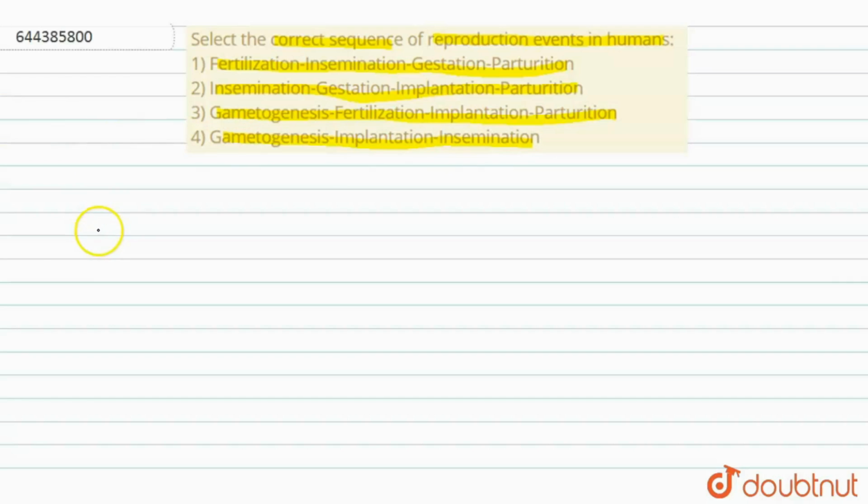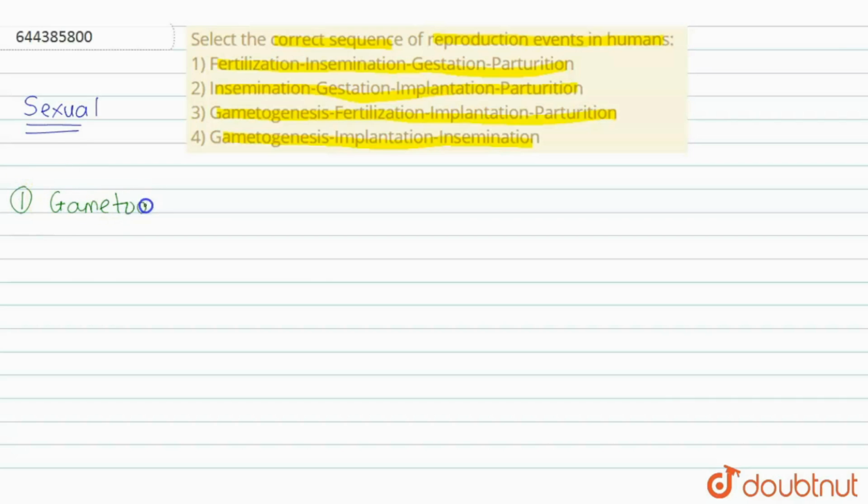So when we talk about reproduction in humans, we know that it is of sexual type. When we talk about the sequence of events occurring in sexual reproduction in humans, first of all, the most important requirement is the formation of gametes. In sexual reproduction, there has to be a male gamete and a female gamete for the process of fertilization and formation of zygote. So first of all, there should be gametogenesis.